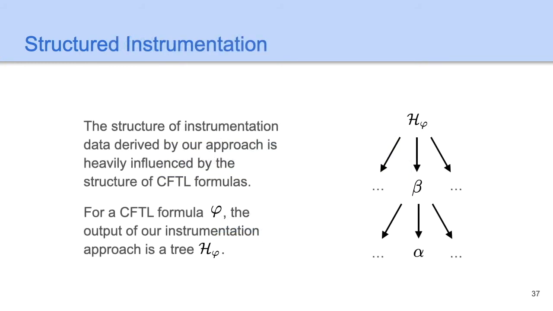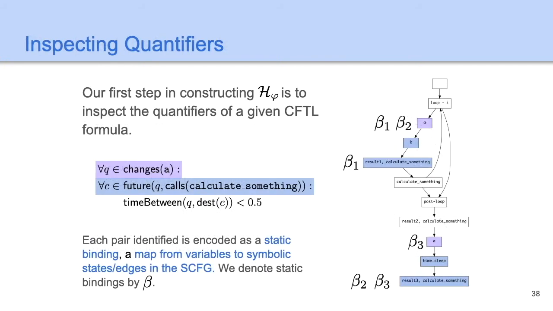When we perform instrumentation, the output of our approach is a tree which we call H5. This tree will help us to organize our instrumentation data in such a way that it can also be used to optimize the monitoring process. Our first step in constructing the tree H5 is to inspect the quantifiers of a given CFTL formula. So here we have an example with two quantifiers highlighted in purple and blue, and the first quantifier looks for concrete states that are changes of A. And as we saw before, for one of these predicates to identify a concrete state, this means that the symbolic state associated with that concrete state has to indicate that A could change.